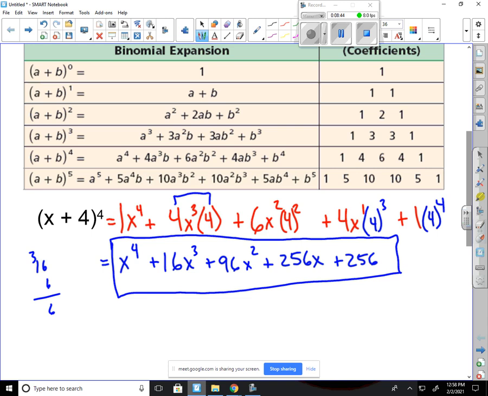If I ask you to use Pascal's Triangle on the quiz tomorrow, which I will, and I don't see this, I'm giving you 0 points. You must use Pascal's Triangle. Any questions on this one?